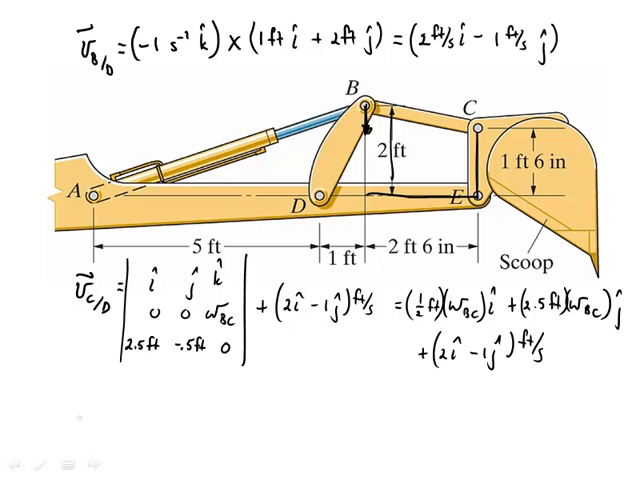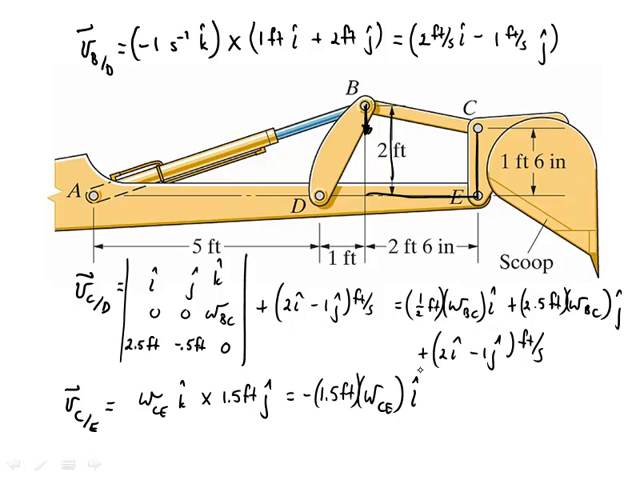Then I'm going to take advantage of the velocity of C with respect to E. That's going to equal omega CE, which is what I'm looking for. That's in the k direction. I don't know if it's positive or negative. Crossed with the position of C with respect to E, but that's 1.5 feet in the j hat direction. And so this will equal 1.5 feet omega CE, and k cross j is negative i. So I'm going to put a minus sign out here and an i hat there.